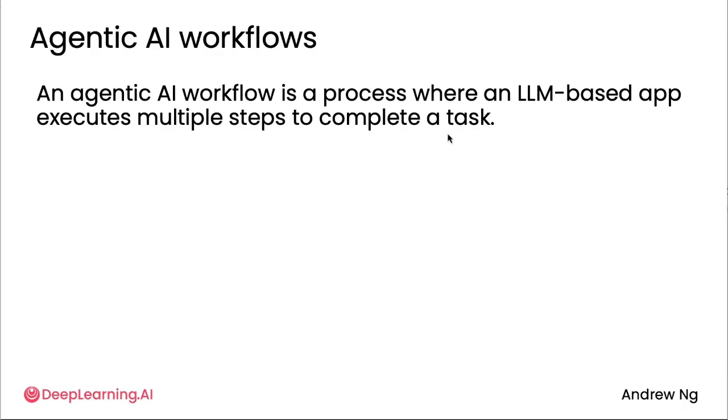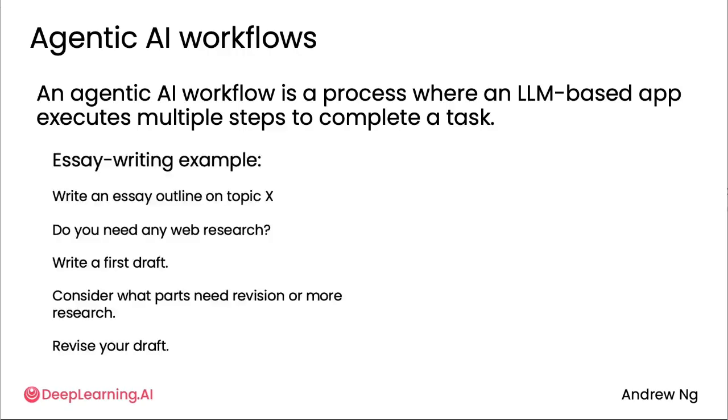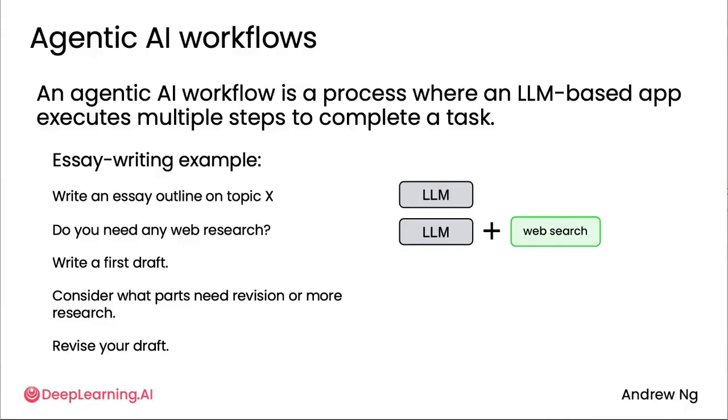In this example, you might use an LLM to write the first essay outline, and then you might use an LLM to decide what search terms to type into a web search engine, or really what search terms to call a web search API with in order to get back relevant web pages. Based on that, you can feed the downloaded web pages into an LLM to have it write the first draft, and then maybe use another LLM to reflect and decide what needs more revision.